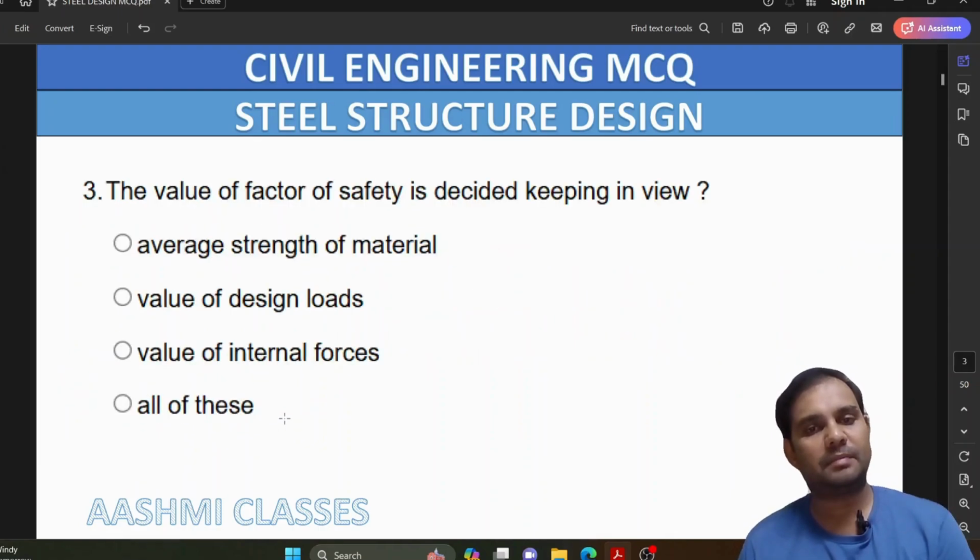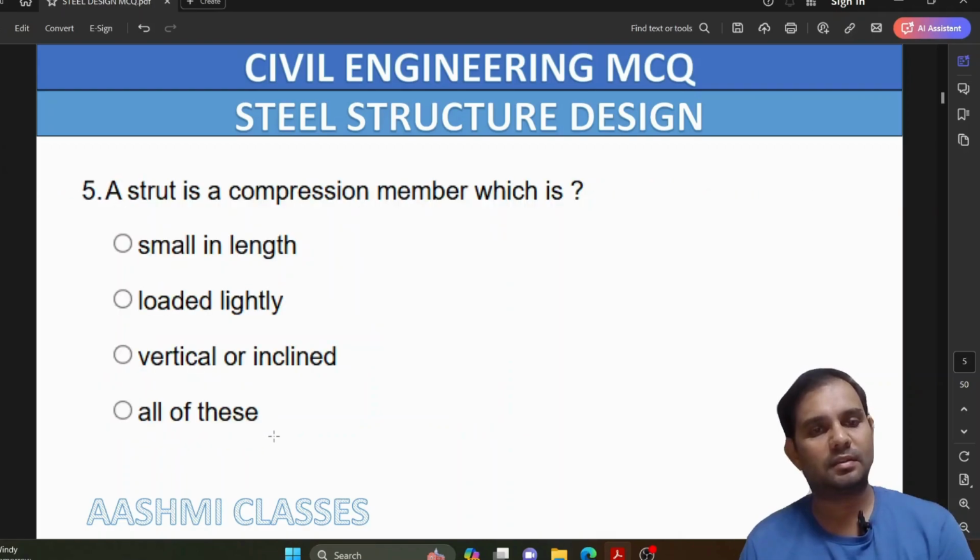The value of factor of safety is decided keeping in view average strength of material. Correct. Value of design loads. Correct. Value of internal forces. Correct. All of these. A strut is a compression member which is small in length, loaded lightly, vertical or inclined.